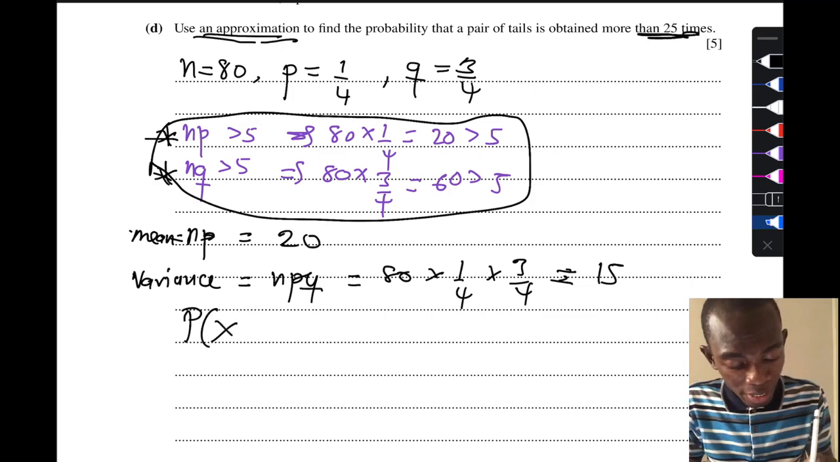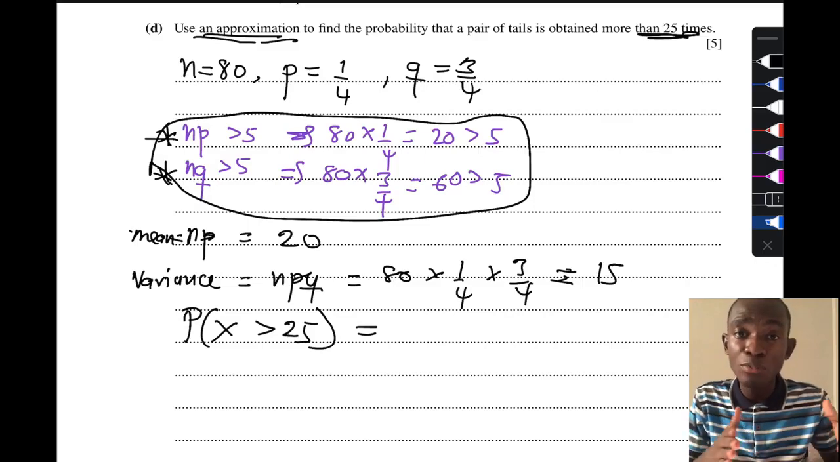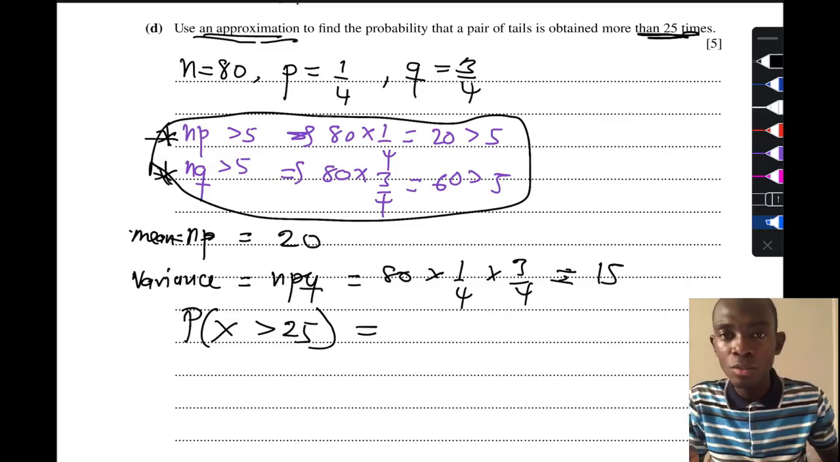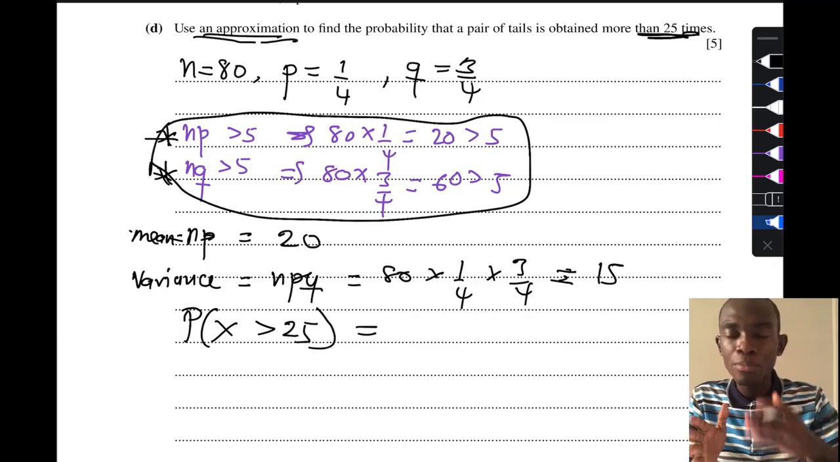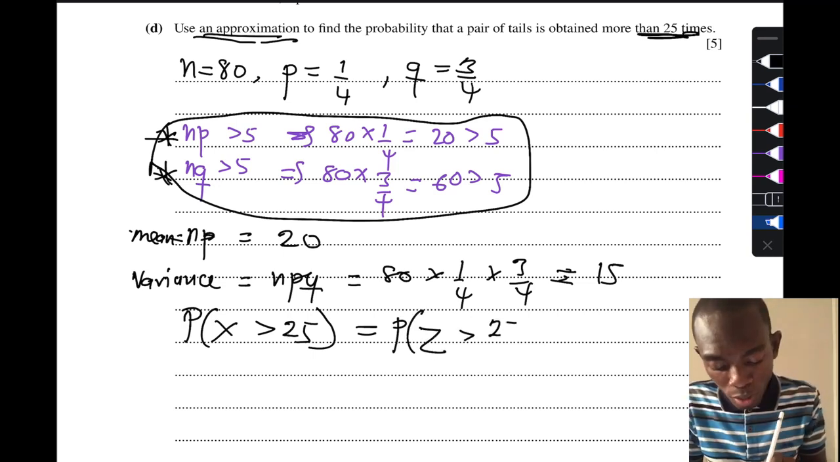So P of X is greater than 25. Now we need to correct the discontinuity. In statistics we call it continuity correction. It's nothing big. They are saying it's more than 25, so just add 0.5 to it. If it's less than, you subtract 0.5 from it. More than, you add 0.5; less than, you subtract 0.5, and you're good to go. So if we are going to normalize this, the probability of Z is going to be 25.5, because they said more than.